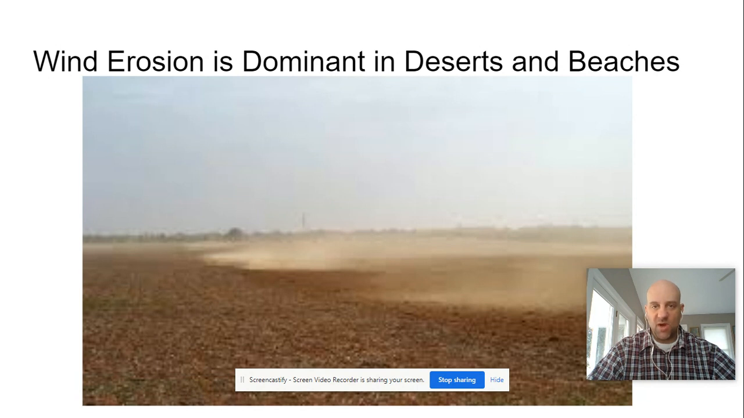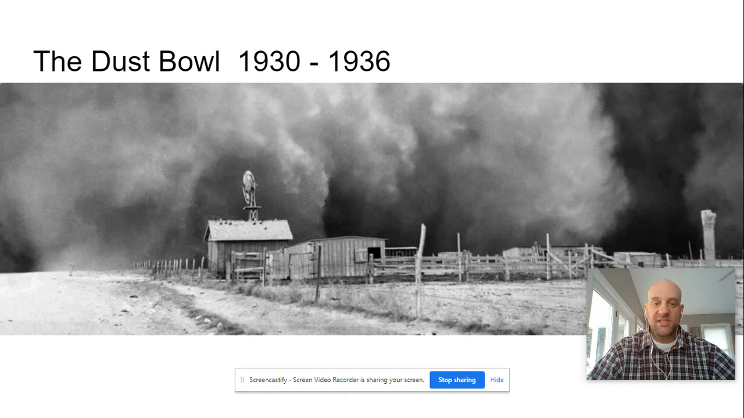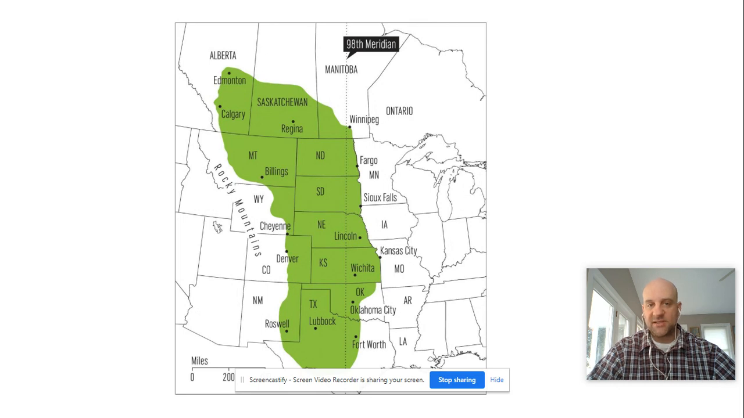First big idea we want to understand is that wind erosion is dominant in two main places. And those places are deserts and beaches. And the reason why is because we've got lots of loose sediment near the surface in both of those locations. It was also a big problem in the 1930s in what we call the Dust Bowl, which occurred in the Great Plains of the United States.